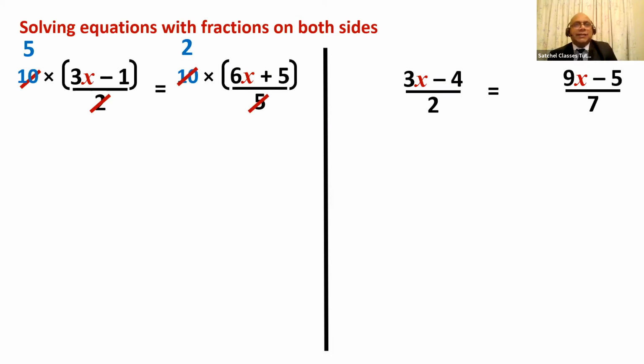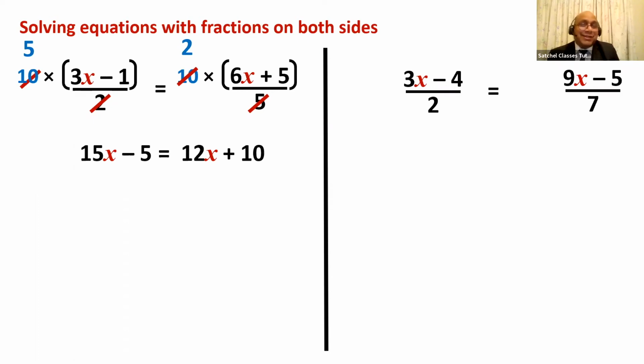So now this ends up being your simple equation with brackets on both sides. Remember, we had done those questions. So on the left, if I expand the brackets, I'll get 5 times 3x, which is 15x, minus 5 times 1, which is 5. And on the right, we have 2 times 6x, which is 12x, plus 2 times 5, which is 10. So 15x minus 5 equals 12x plus 10. It's back to the same form where we have unknowns on both sides.